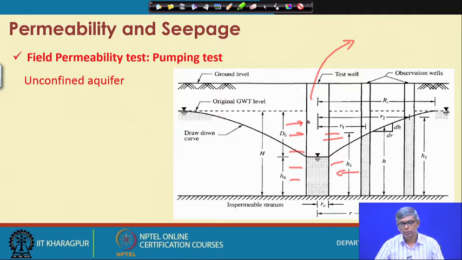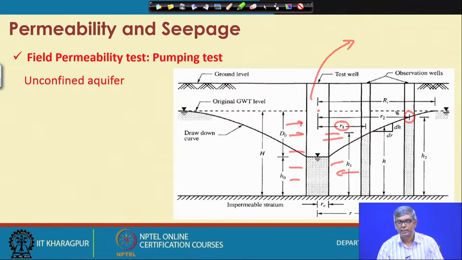So, we have to follow a certain procedure to conduct the test, and I have shown a number of things here. This is the borehole, and the borehole has an initial radius R naught. While doing this, we make two observation wells also. We pump continuously, and at a particular distance R1, one observation well is kept, and at a distance R2 another observation well is kept.